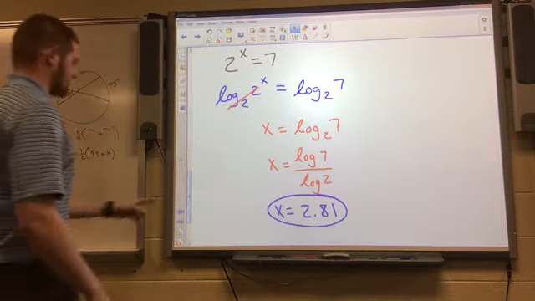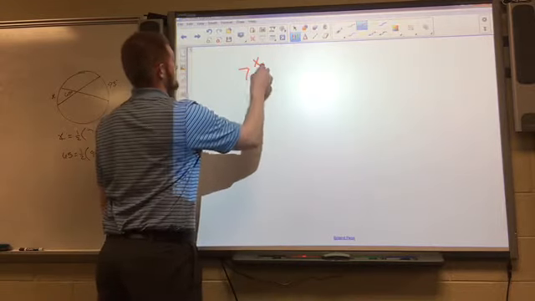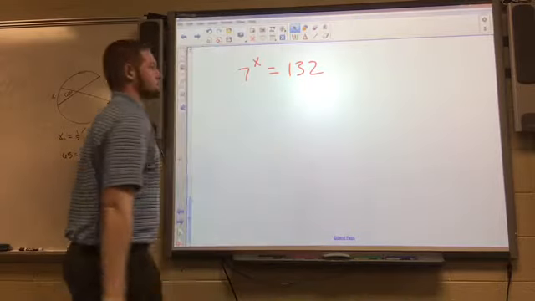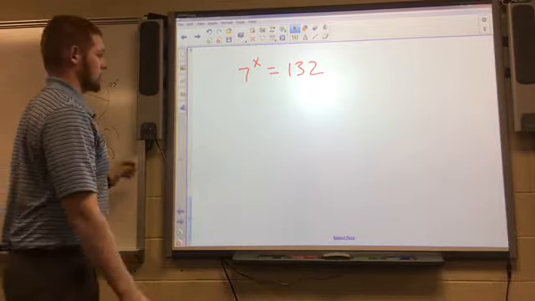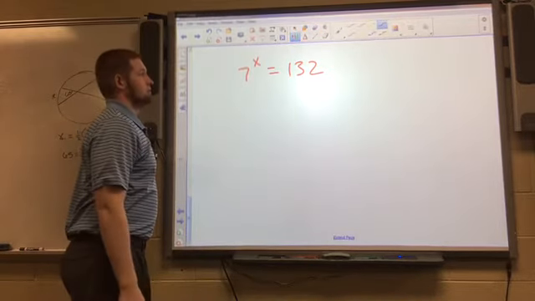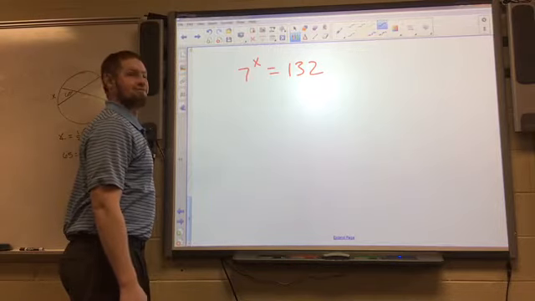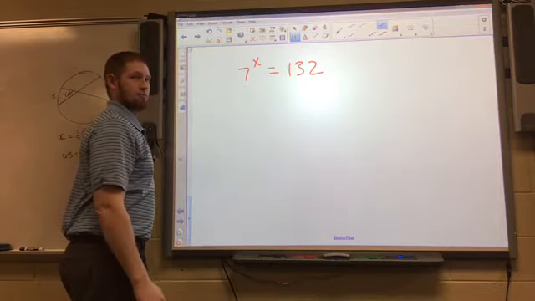I don't like the example they gave me. Let's make one up. 7 to the x equals 132. Anybody know what power to raise 7 to get 132? I don't. So what log base do I have to use?